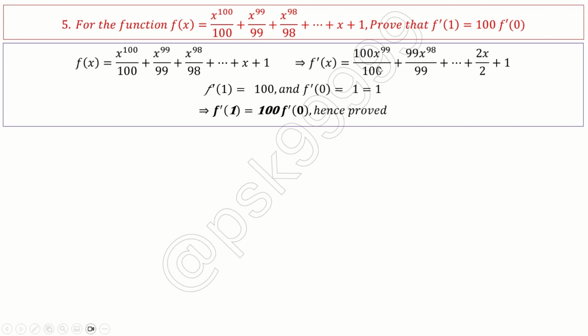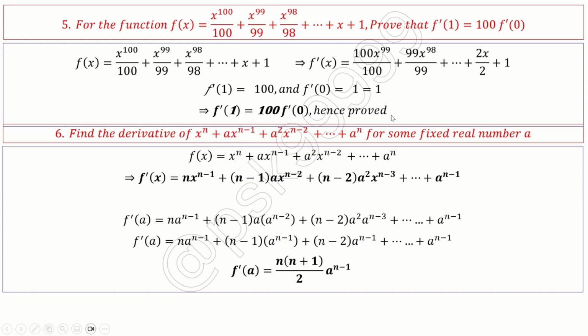And f dash 0 is nothing but all these terms get zeros and only 1 is left, that is f dash 0 equal to 1. Okay, so from this we can easily say that f dash 1 is equal to 100 times f dash 0. So hence proved. Okay, next.